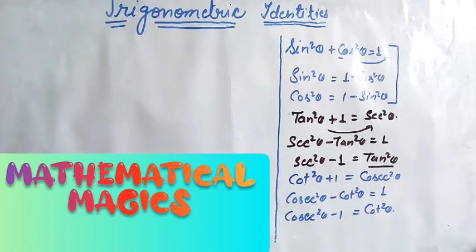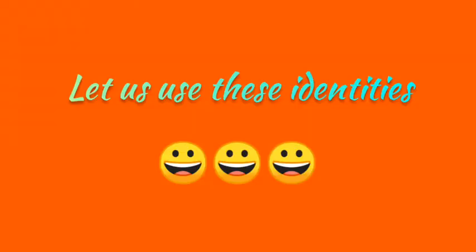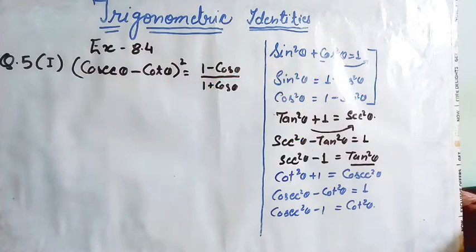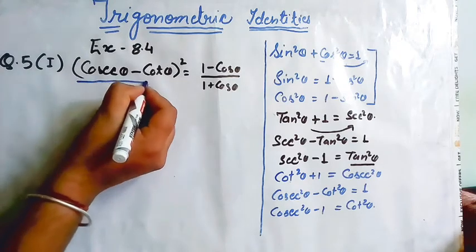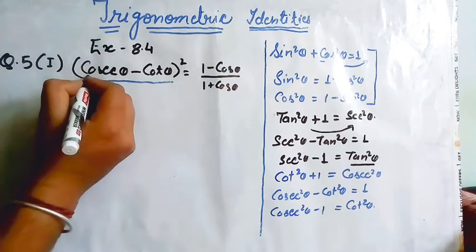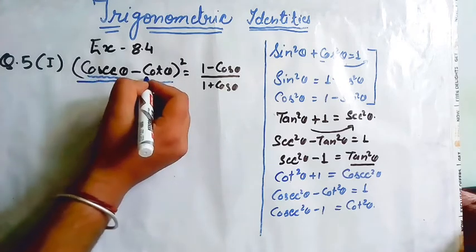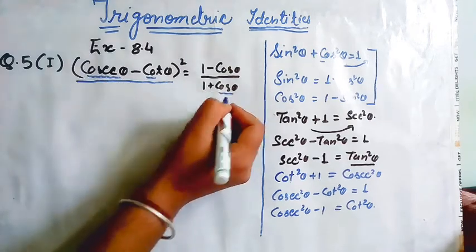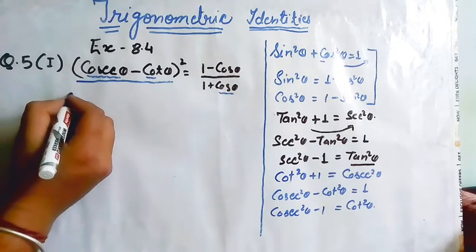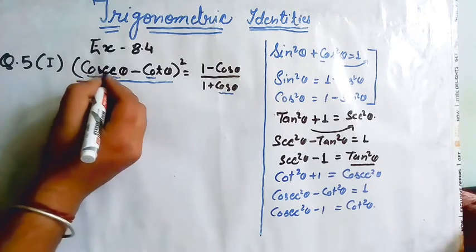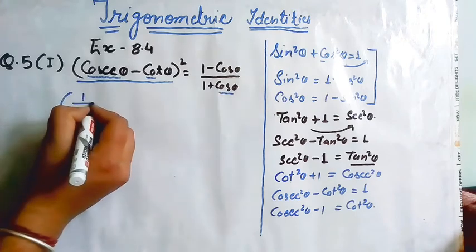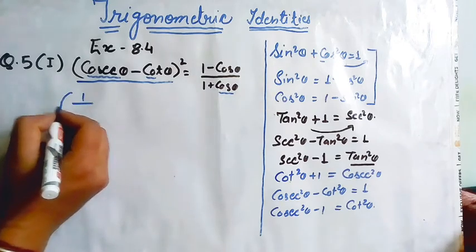So let us see the problems related to it. Let us use these identities. So here we are solving question number 5, first part of exercise 8.4. It is cosecant theta minus cot theta whole square. See, in left side we have cosecant theta minus cot theta. In right side we have cos theta. So let us change cosecant also in the form of sin and cos.